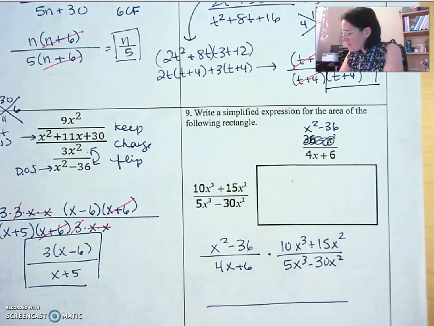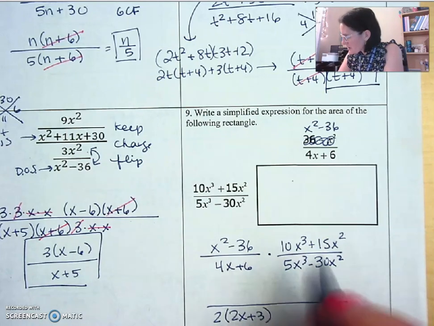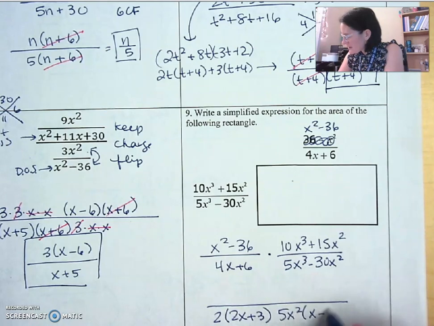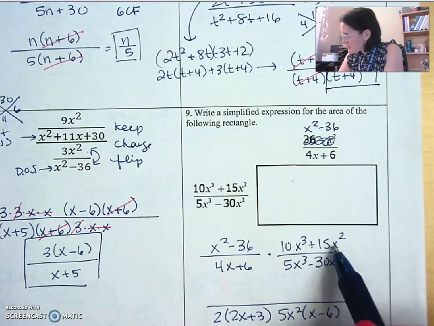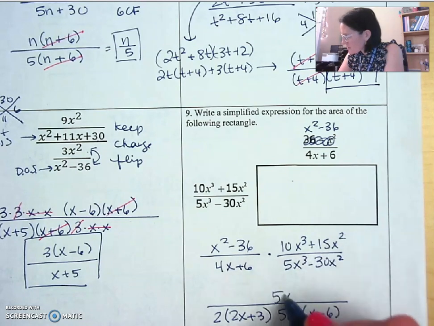So this is almost everywhere just a GCF. This GCF is 2 times 2x plus 3. This other denominator is a 5x squared times x minus 6. The second numerator is a 5x squared times 2x plus 3.